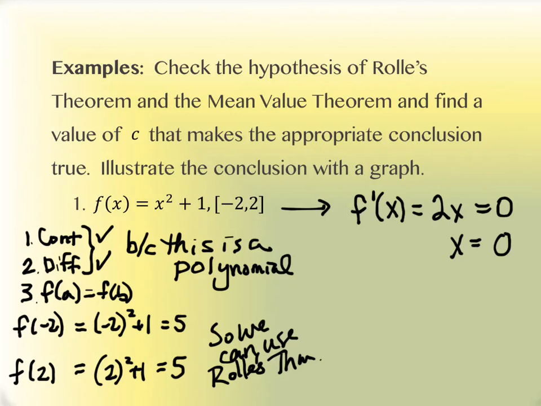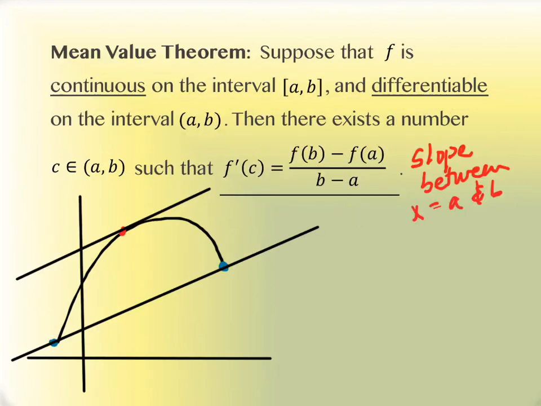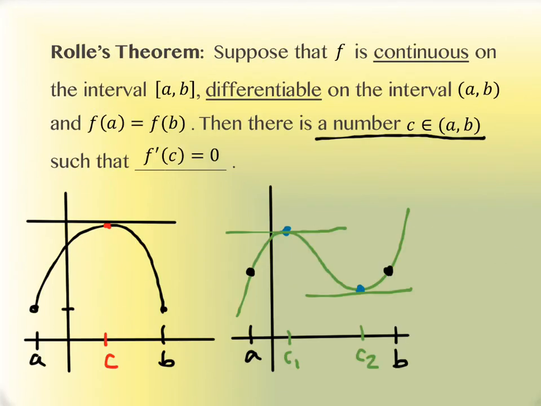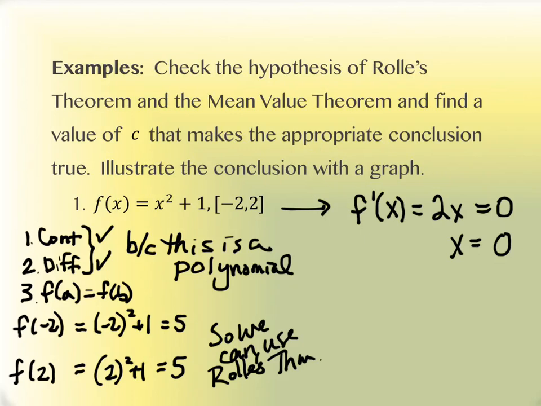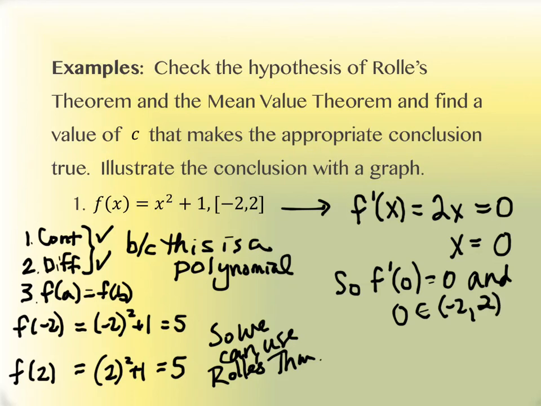And I'm only asked for the c value, right? I don't actually have to find the x and y coordinate pair. This is just finding the value c that's between a and b. So I just found the number 0 that's between -2 and +2. Okay? So let me write that down. So f prime of 0 equals 0, and that 0 is between -2 and +2. It asks for a graph as well, so we'll graph this next.